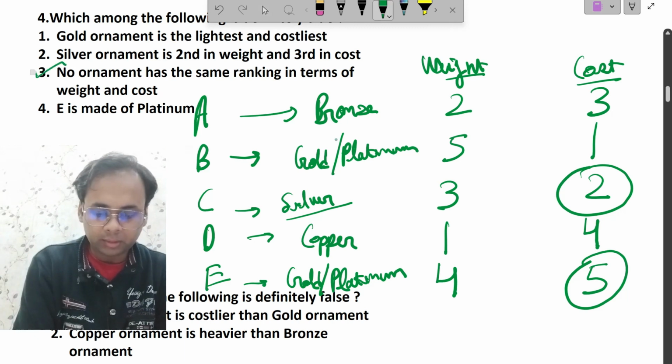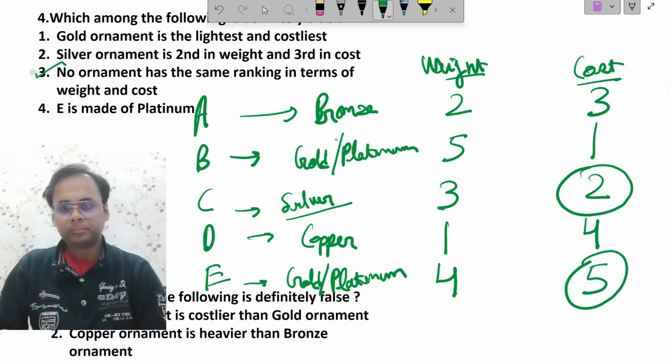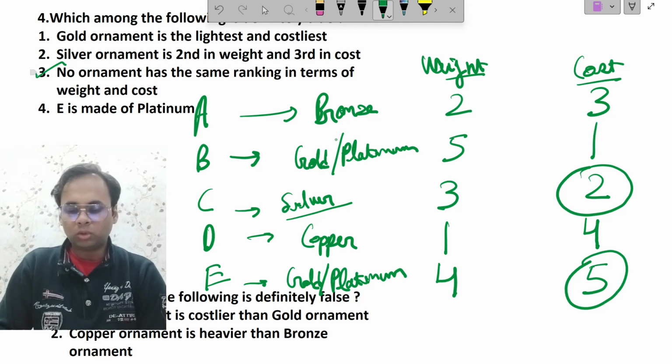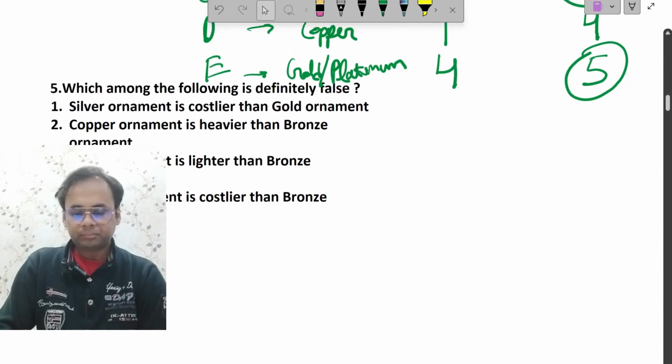It is the true one actually, because no ornament has the same ranking in terms of weight and cost if we see the chart. And next we have E is made of platinum, which is not certain because E can be either gold or platinum. So we move to the next question.